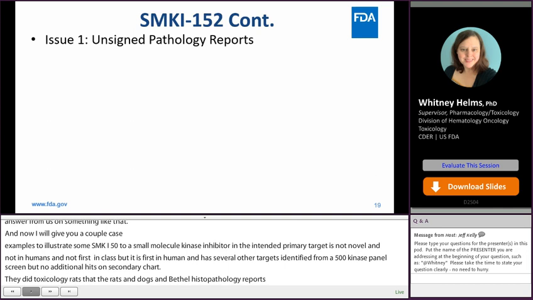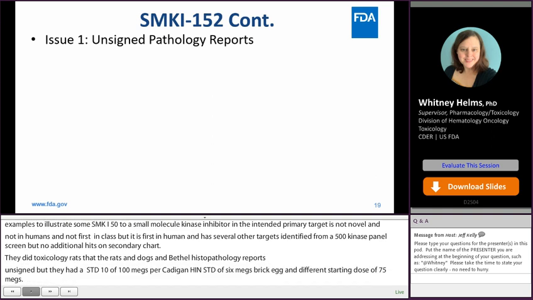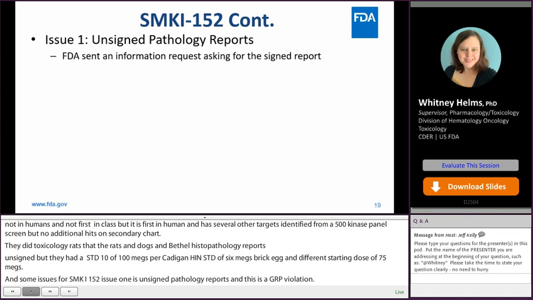So, some of the issues for SMKI-152. Issue 1 is the unsigned pathology reports. This is a GLP violation, and those reports are not considered valid. So the first thing we did was to send an information request asking for the signed report. That is always going to be our first step. We're not going to just throw your study out, but we are going to ask for an update and see if you can provide the additional data.